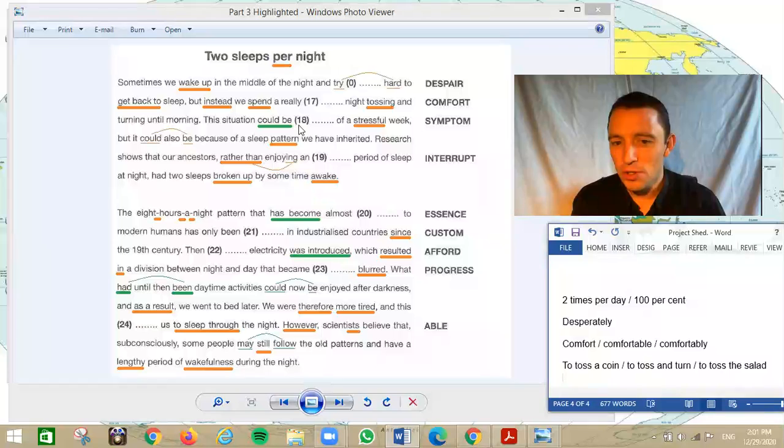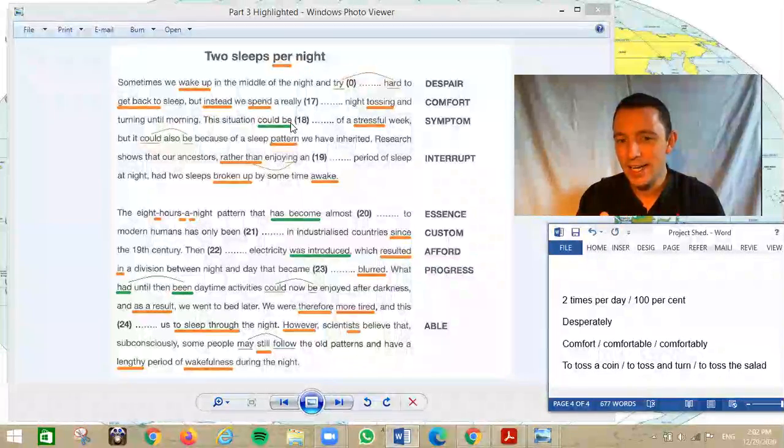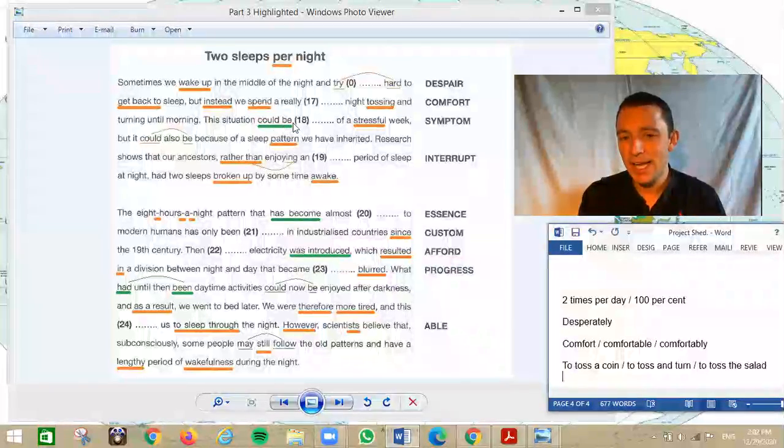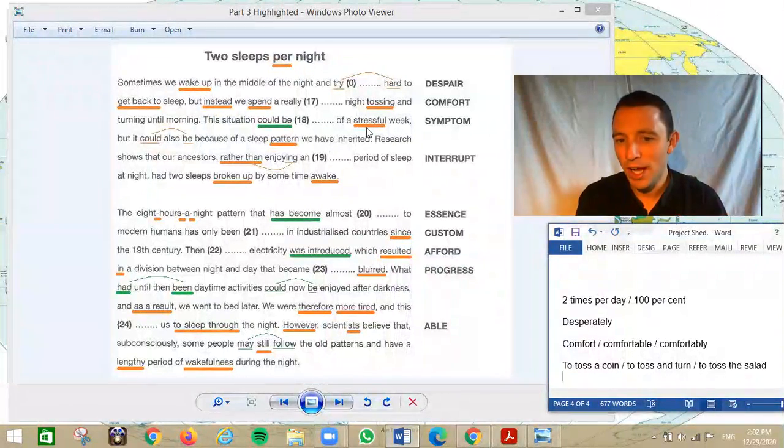The situation could be something of a stressful week. So could is the modal verb, and always after the modal verb we have the infinitive of the verb. And here it's the same: could be, could go, could like, could want, could meet. So here it's clearly a modal verb plus the infinitive after. And the green is to identify verbs, okay? So the green is related to a point in relation to a verb, and the orange is just maybe vocabulary or a different point. And the next point is stressful.